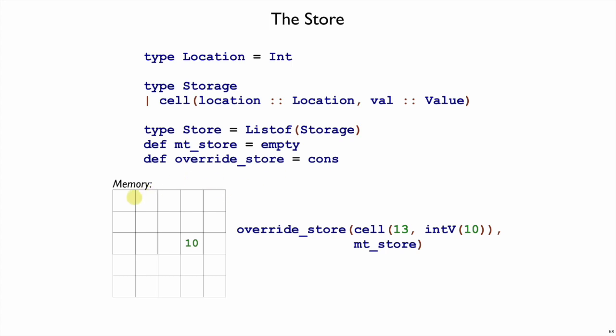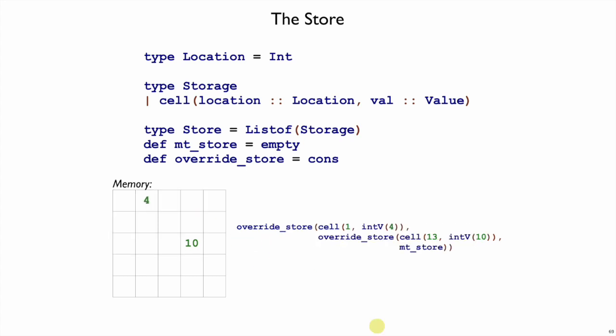So, for example, if we want to represent this picture of memory, here the only thing I have in memory is this 10 allocated at box number 13, right? 0, 1, 2, 3, and so on gets you to 13. So that is 13 mapped to the int-v 10. Okay, we have to put a capital V Value there. We make that cell, we add that cell to the empty store using override-store. This Shplait expression represents this picture of memory. If we have two cells allocated in memory, then that means we'll be using override-store twice. Once for cell 1 in this case, and then for cell 13.